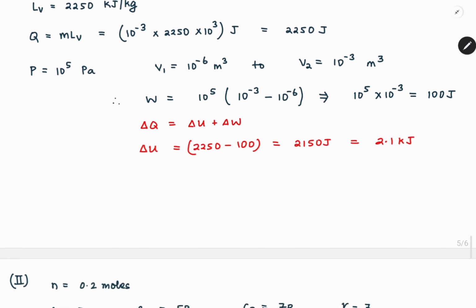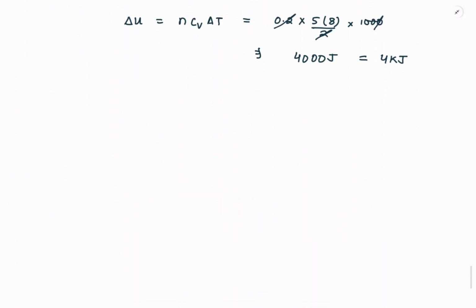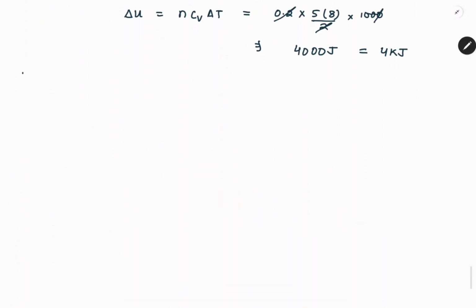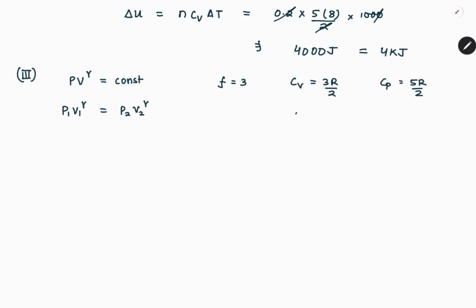So adiabatic process is given to us. So we are solving the third part of this match the column. So for the third part of this match the column, we say since the process is adiabatic, PV to the power gamma is equal to constant. So we can say P1 V1 gamma is equal to P2 V2 gamma, and the problem is stating monoatomic gas. So for monoatomic gas, f is equal to 3, Cv is equal to 3r by 2, Cp is equal to 5r by 2. So gamma is equal to Cp by Cv, that is 5 by 3.